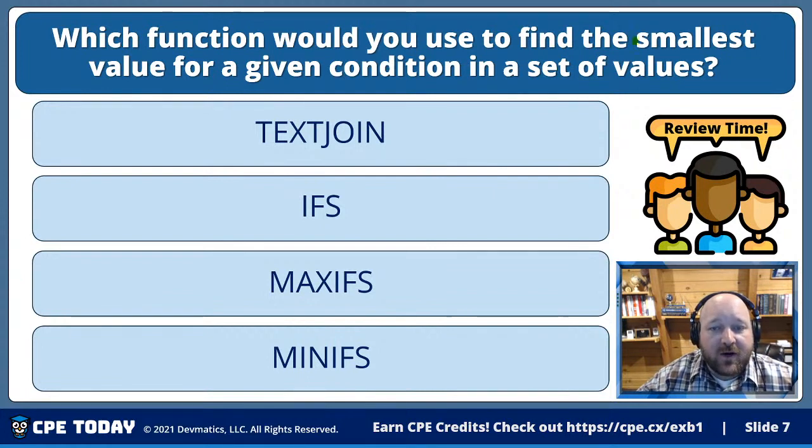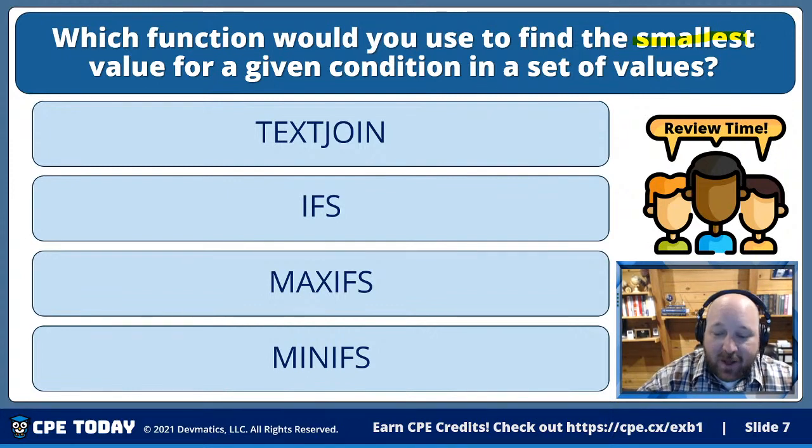Okay, so if we wanted to find the smallest value, what would we look at? Would it be TEXTJOIN? The answer to that is no. Would it be IFS? You could. I could tell you, you could definitely do it. I could think of a few ways of handling that, but it would be very inefficient. So I'm going to go ahead and say that's not the correct answer.